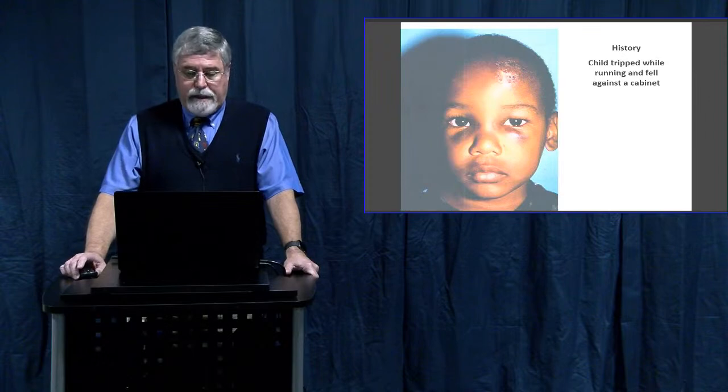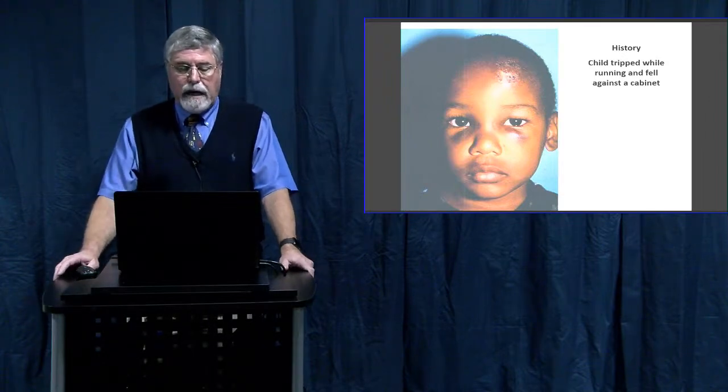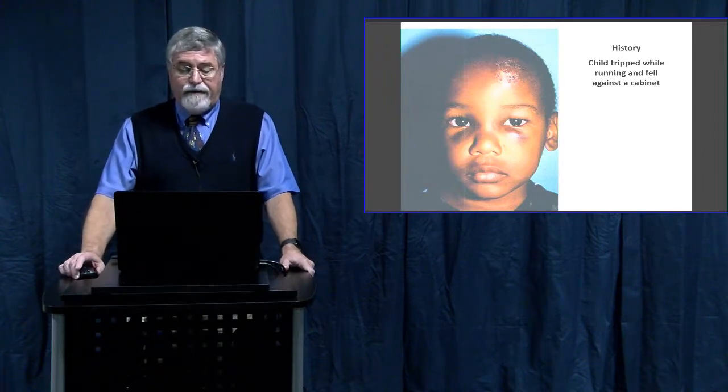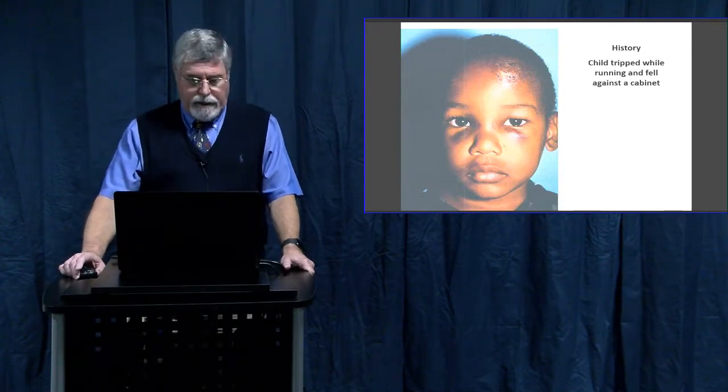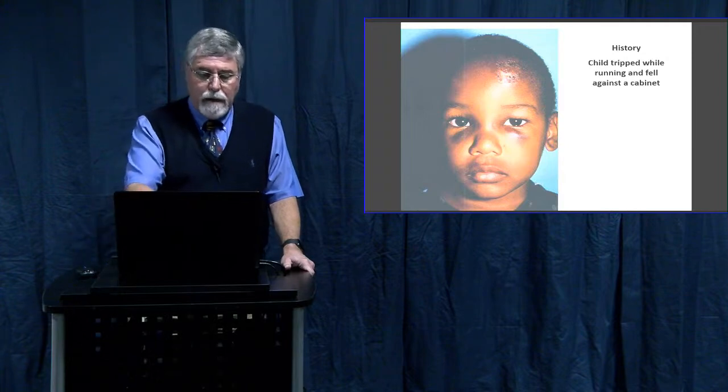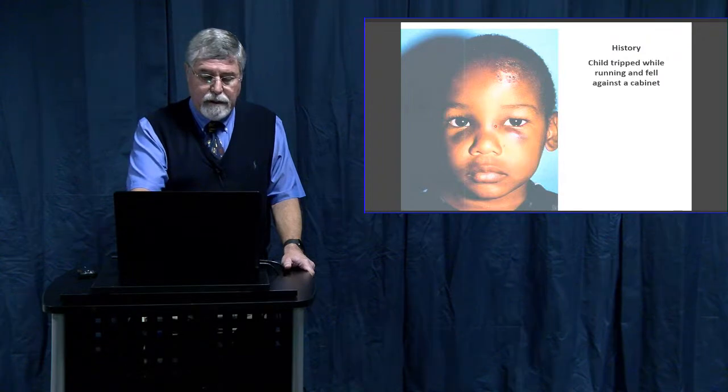So back to this case. So this child, the history is a child tripped while running and fell against the cabinet. And then asked, does the history match the injury? So looking at the child, the injury is mostly on the forehead, and then you have the bruising here that is apparent under the eyes.